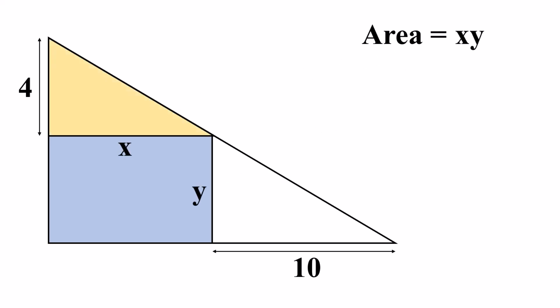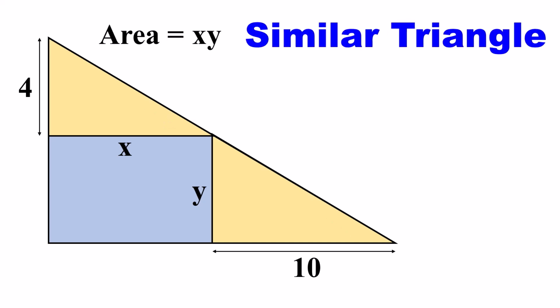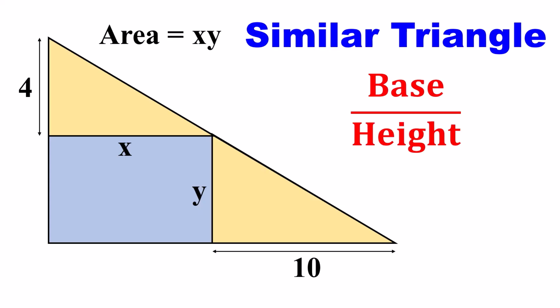Now let's focus on the triangle. In this triangle, both of them are right-angled, and they share a common angle at the top. That means the remaining angles must also be equal. So the two triangles are similar. And since they are similar, the ratio of the base to the height is the same in both triangles.